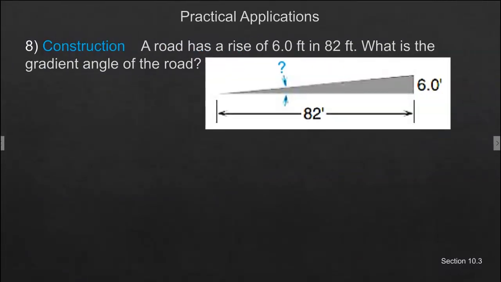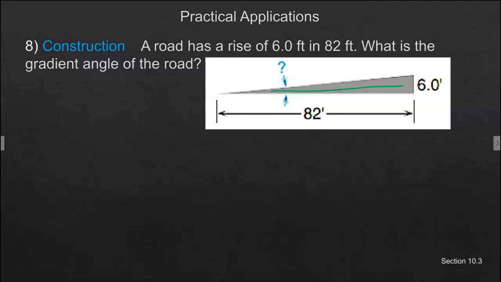All right, next, construction. A road has a rise of 6 feet in 82 feet. What is the gradient angle of the road? This is a common thing for roads that you would be finding the angle of the road, right? How much is the rise versus the run? And on this one, our angle is the one we're looking for, which is down here. They've kind of got it pointed there. You know, it's super small, as you can see.